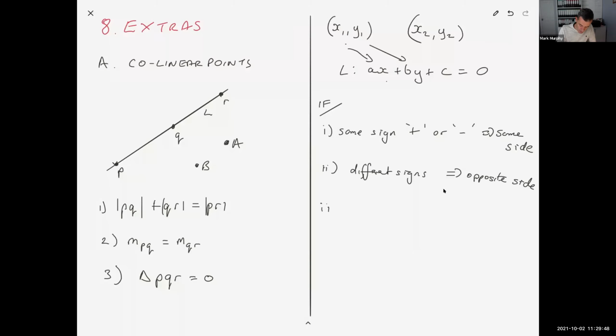And the final one, 3, is if it equals 0. In other words, if you put x1 and y1 into that equation and it equals 0, then it's on the line.